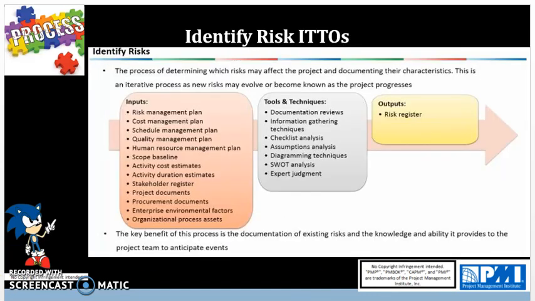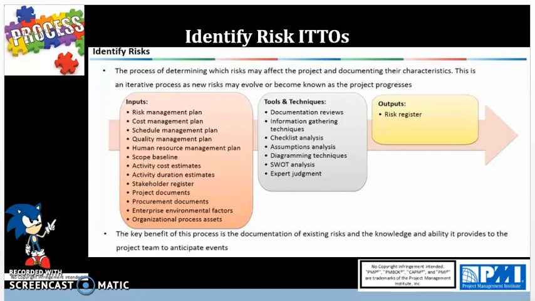Next, the ITTOs, inputs, tools, techniques, and outputs for identify risks, are shown here. The inputs, while they seem daunting as a long list, are really logical, because we need to identify the risks from all knowledge areas, if not most knowledge areas, such as cost, risk, scope, quality, stakeholder, and procurement knowledge areas. This allows us to prepare for risk analysis and response planning down the road.